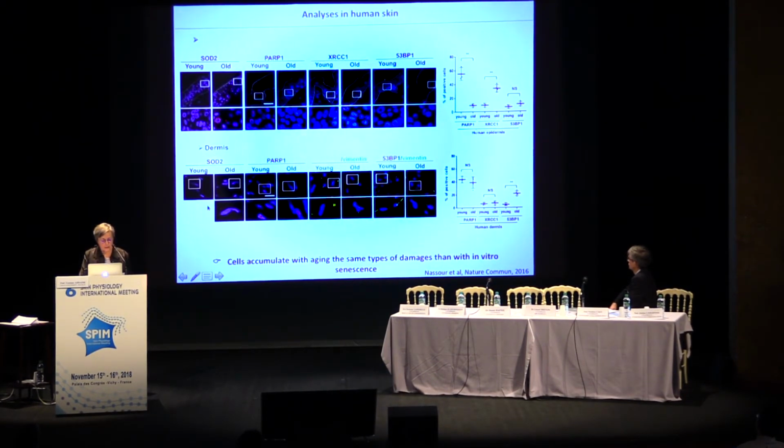And in contrast, in the dermis, sorry, it lacks a slide. In the dermis, in contrast, there is no accumulation of XRCC1. There are no XRCC1 foci in these cells. But in contrast, there is an accumulation of DDR foci. I think you can see 1 or 2 spots in the fibroblasts in the dermis, in about 20% of the fibroblasts of the dermis. There is no change in PARP1 expression, and there is also no change in oxidative stress measured by this expression. So actually, in vivo, the cells accumulate with aging the same type of damage as in in vitro senescence.